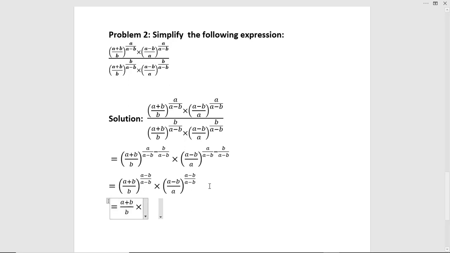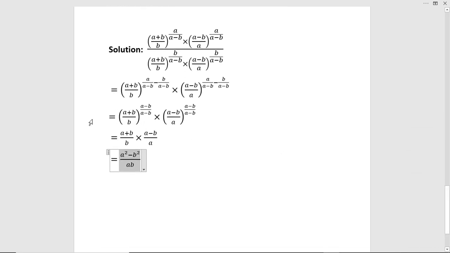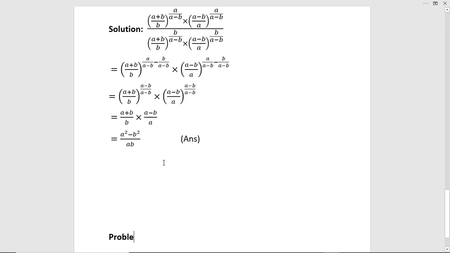So we will get a plus b by b into a minus b by a. So from here we can write a square minus b square divided by ab. So whenever we multiply two fractions, we know what to do. Numerators will be multiplied, that is a plus b into a minus b, it will be a square minus b square, and denominators are multiplied, so as denominator we will get ab. This is the simplified answer. So next we will go to problem 3.